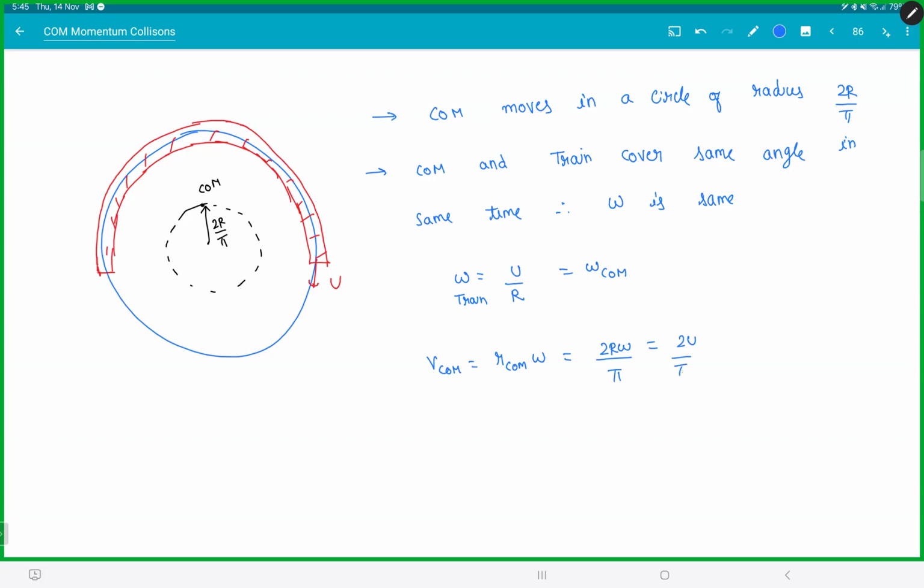But what is r omega? It is u, so 2u by pi. Since the center of mass is going in a circle, it will have centripetal acceleration. How much? Omega square r, which is u square by r square, and r is 2r by pi, so 2u square by pi r.